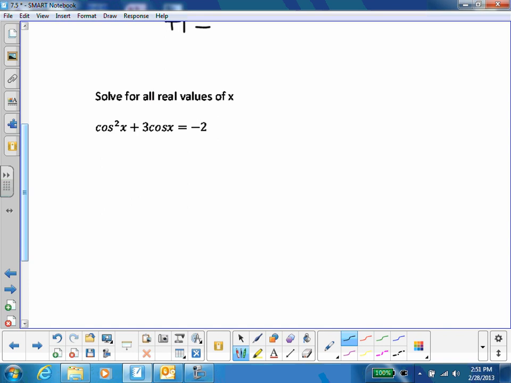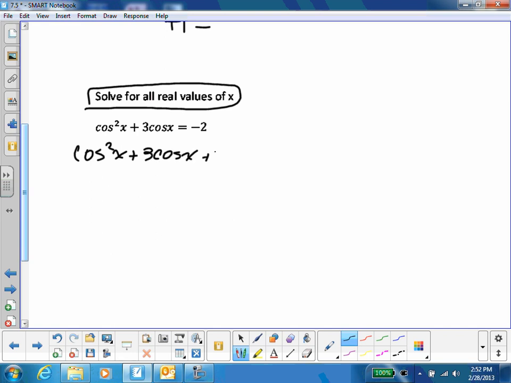And this one, notice what this says. This says for all real values of x. So that means for any amount of rotation. So let's just think about what we're going to get. Okay, let's just solve for it normally. First thing I need to do is what? Bring the 2 over. I can't solve unless it's set equal to 0. That's what we learned in algebra.